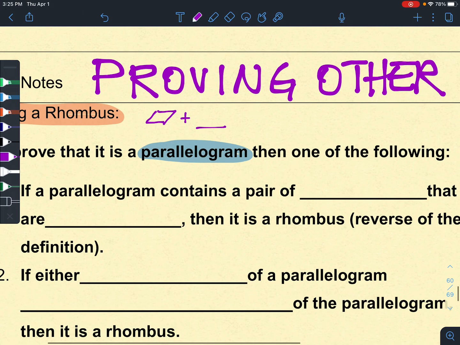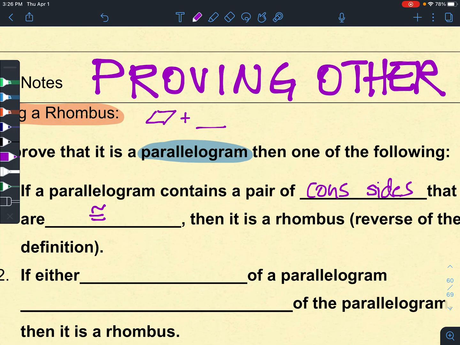First one, first of all, show it's a parallelogram. So that would involve opposite sides are parallel, opposite sides are equal, that kind of thing. Then we're going to have a pair of consecutive sides that are congruent. Then it's a rhombus. And this is kind of the reverse of the definition, because the definition would say if the sides are congruent, then you have a parallelogram. Sorry, you have a rhombus.